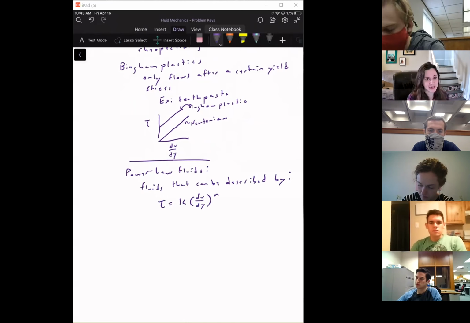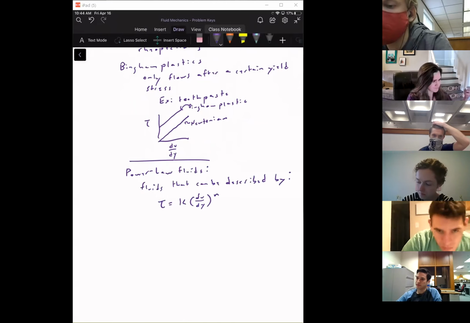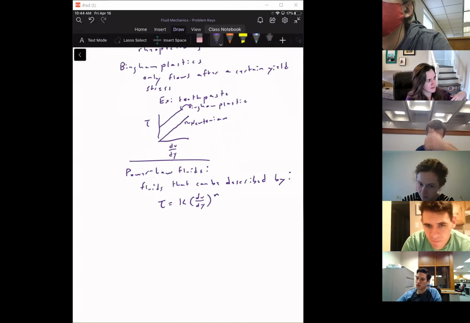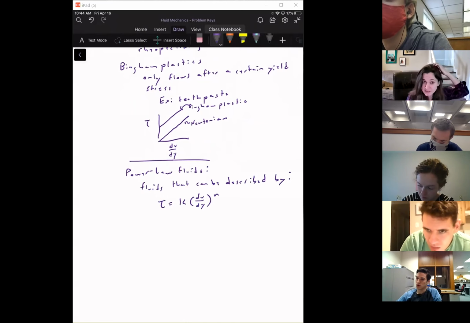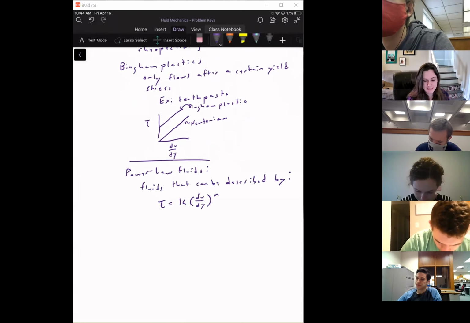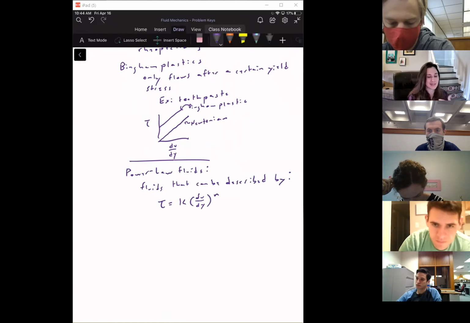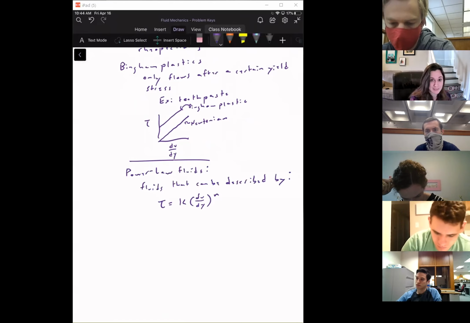Also, I do want to stress to you that I phrased it like that on purpose. It can be described by this, because these non-Newtonian fluids can work in various kinds of ways. And so if this model works well enough for this fluid for our purposes, then you call it a power law fluid.